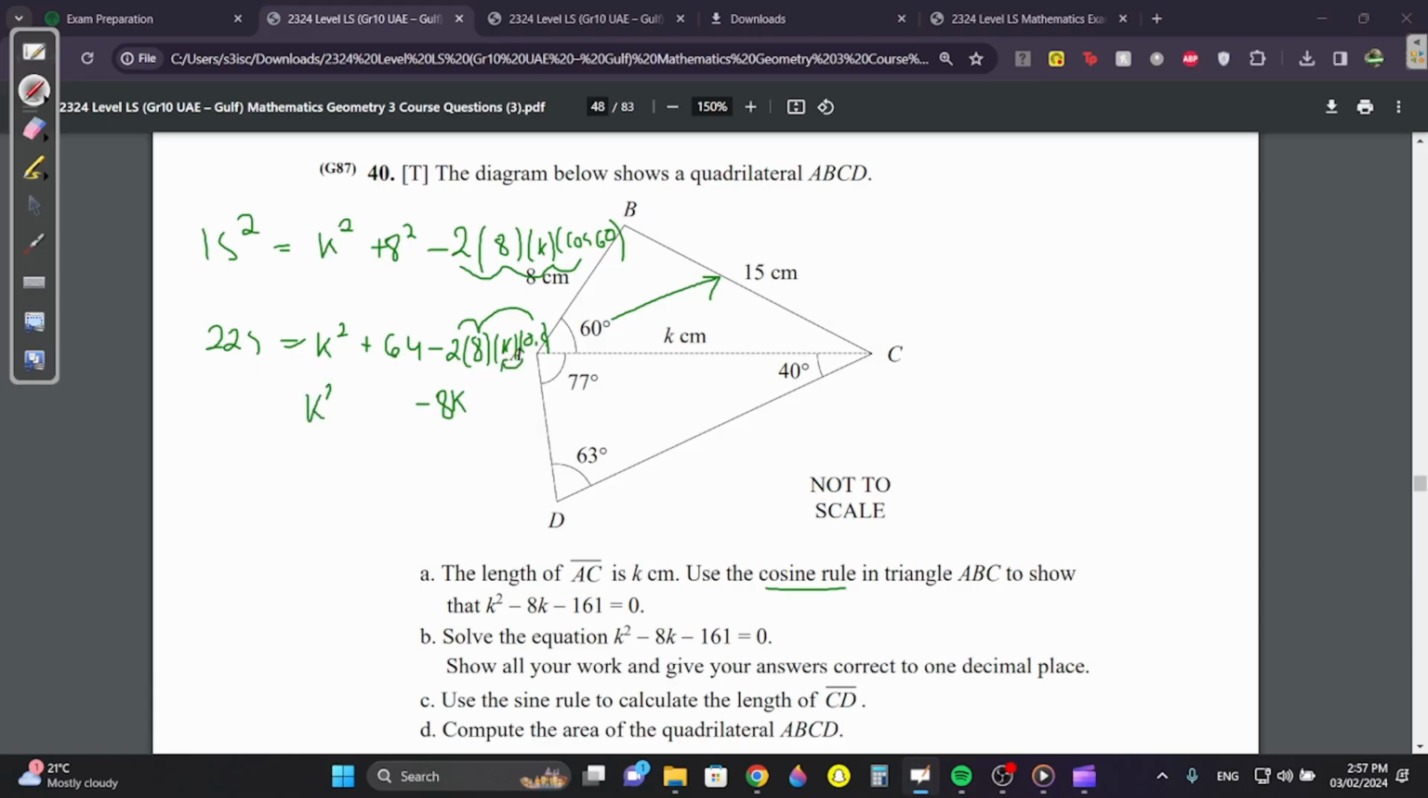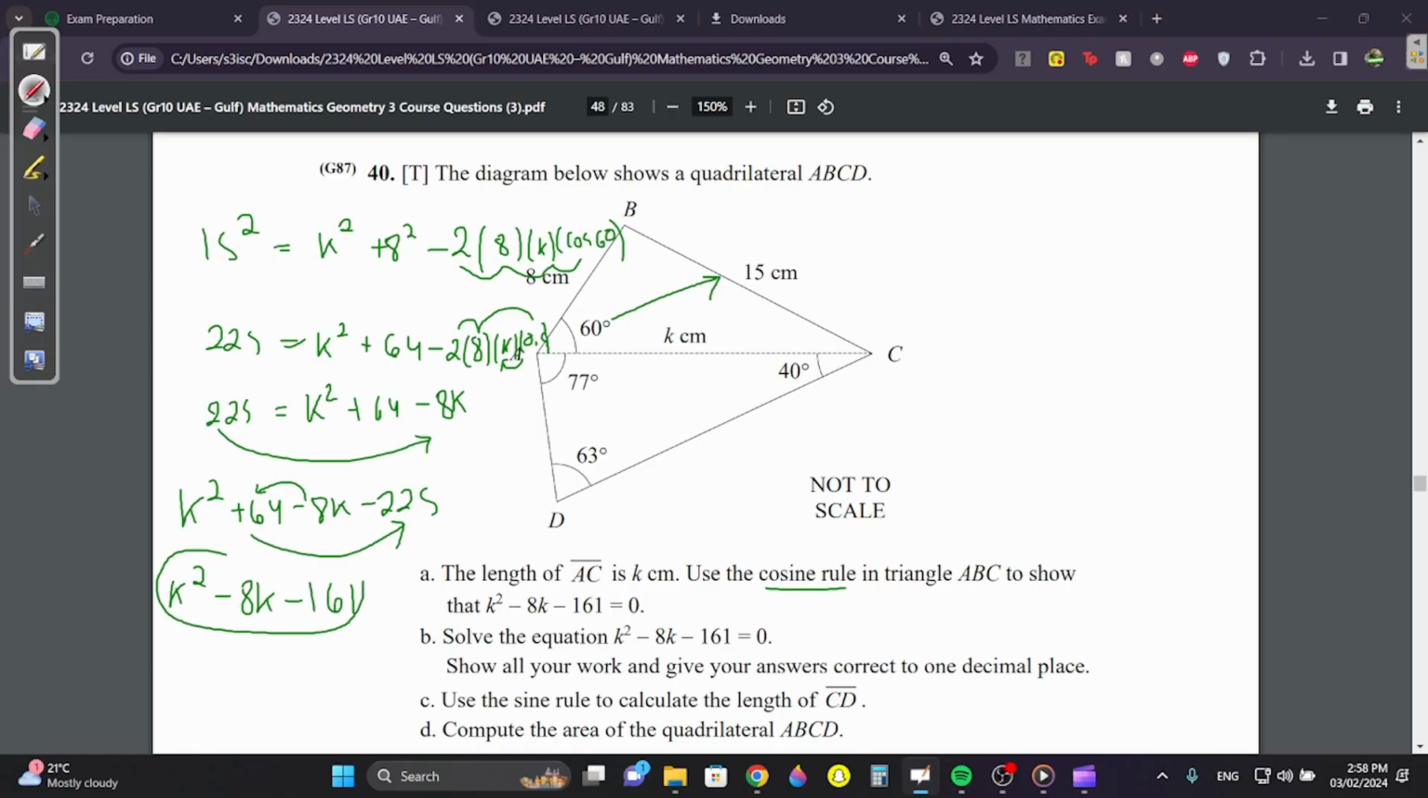If I simplify this more, k squared plus 64 minus 8k, and you have 225 here. Put everything to one side, so take 225 to the other side: k squared plus 64 minus 8k minus 225. Let's simplify it. 64 minus 225 is minus 161. So we get k squared minus 8k minus 161, and we got the same answer. So if you write this, you'll get full marks. It's just applying the cosine rule.